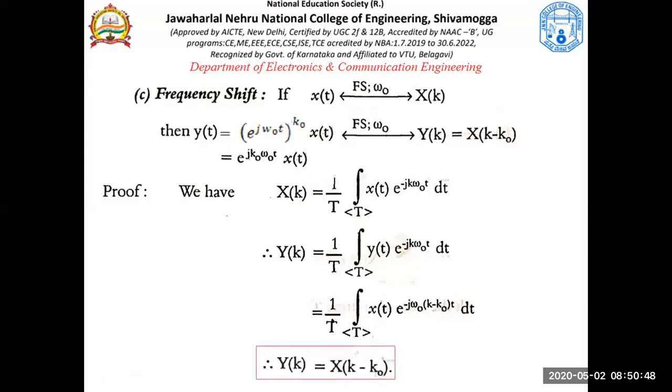That's a very simple proof. You just have to bring this time domain signal in place of y of t. Understand that? So just see the power. Since the power is in terms of k, it is x of k. Since the power is in terms of k minus k naught, it is x of k minus k naught. Understand that? So this is called frequency shift. Fine.